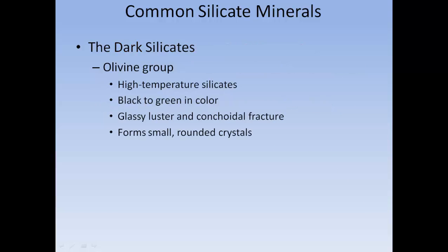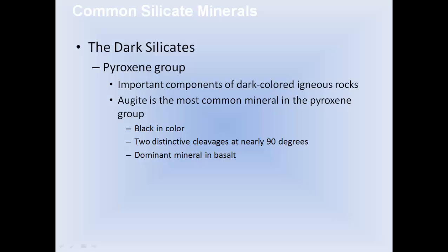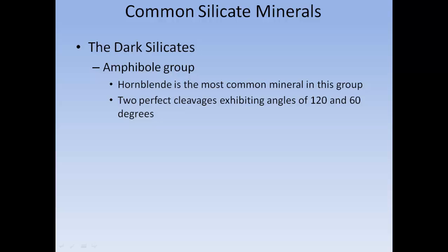The olivine group, or high temperature silicates, is black to green in color, with a glassy luster and conchoidal fracture, and forms small rounded crystals. The pyroxene group are important components of dark colored igneous rocks. Augite is the most common mineral in the pyroxene group, black in color, with two distinctive cleavages at nearly 90 degrees. It's a dominant mineral in basalt.